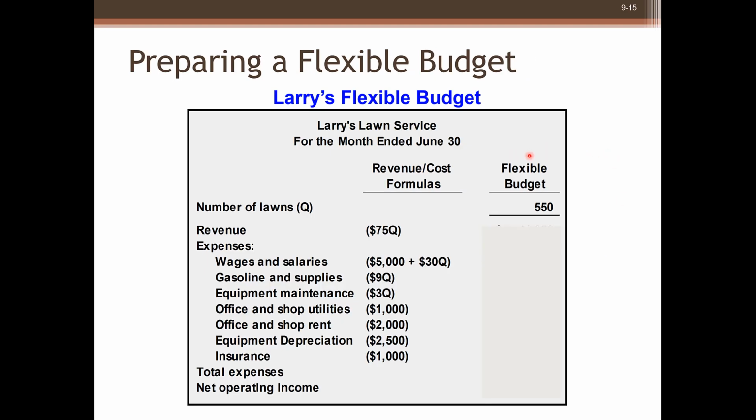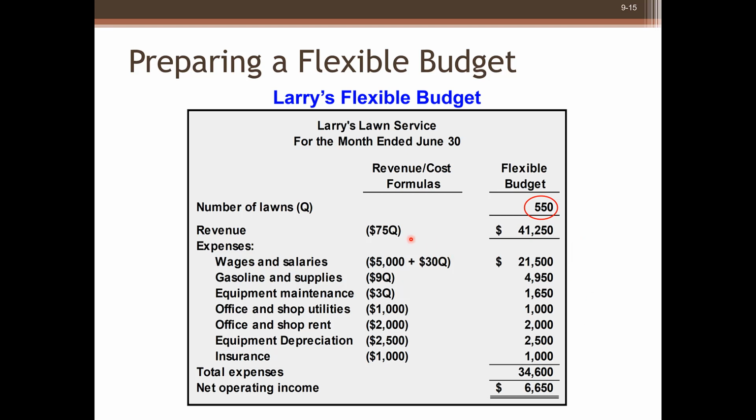This is Larry's flexible budget based on the actual level of activity, 550 lawns mowed. We can calculate revenue, variable expenses, and mixed expenses following the revenue and cost formulas. For fixed expenses, keep in mind they are constant. This is the complete table.